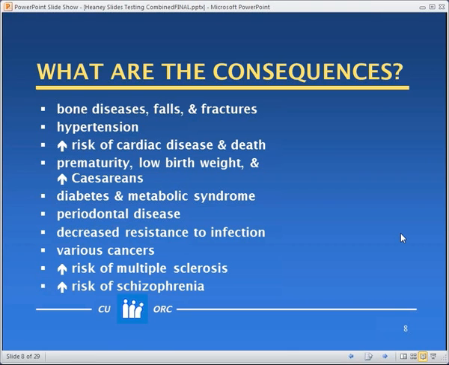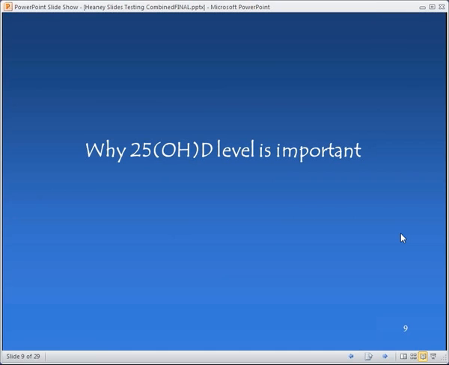Diabetes and metabolic syndrome all are influenced by vitamin D status, as is gum disease in the mouth, decreased resistance to infection, such as the flu or tuberculosis, various cancers, increased risk of multiple sclerosis, increased risk of mental disorders, such as schizophrenia.